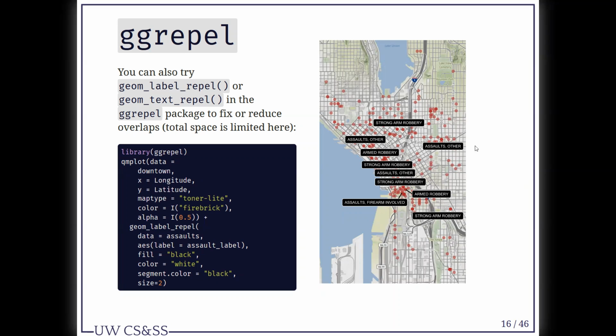So here I've done the same thing, but I've used geom label repel, which is in the ggRepel package, and it will push them around so that nothing is overlapping and then draw lines to the particular points that they're interested in. So I highly recommend ggRepel not only for mapping, it's good if you have a scatter plot and some outliers that you want to call out. ggRepel is great for that.